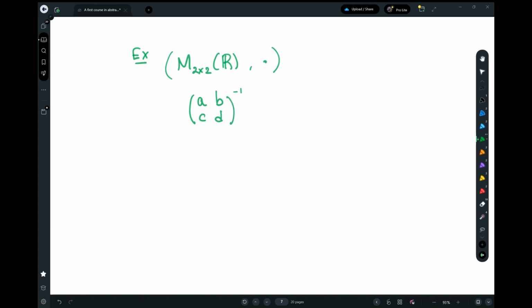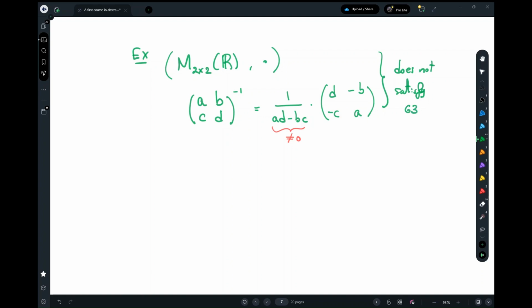if I have a 2 by 2 matrix and I want to invert it, then there is a rule that this is going to be something like 1 over AD minus BC times the matrix D, minus B, minus C, A, I believe. And to have this matrix be an actual matrix in 2 by 2, we need this denominator to be non-zero. So this doesn't satisfy G3. There are no multiplicative inverses as is, so it doesn't have those properties.